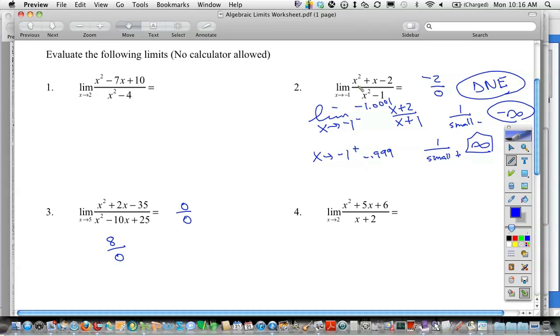So that's what your work needs to look like. If you're going to get full credit on this problem on the quiz, it's got to look like this. The answer is does not exist, then you've got to have those two pieces. All right.